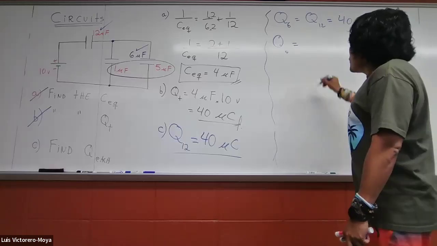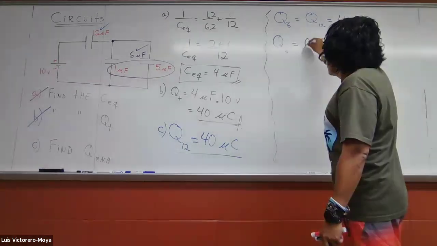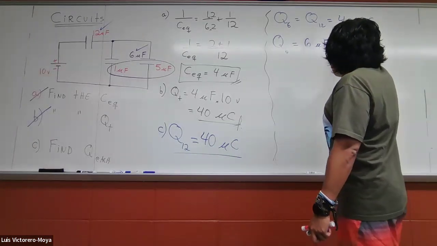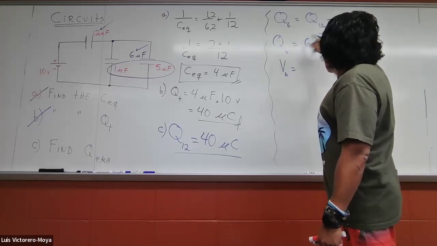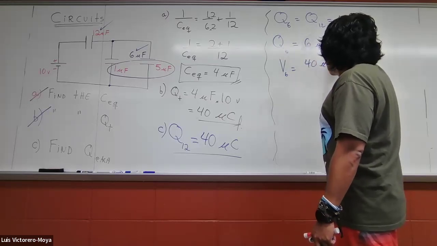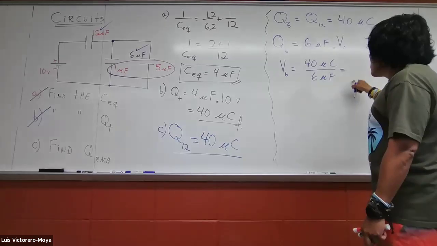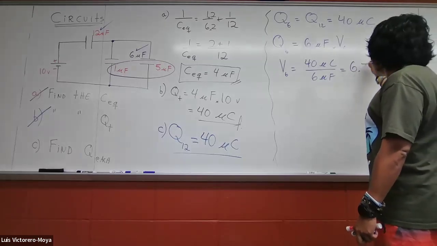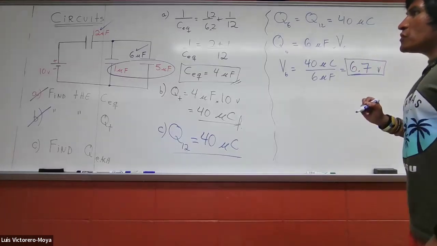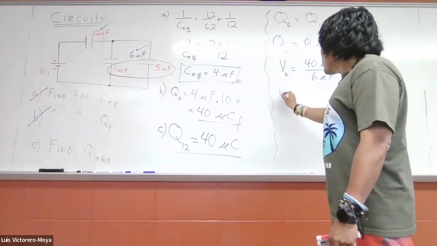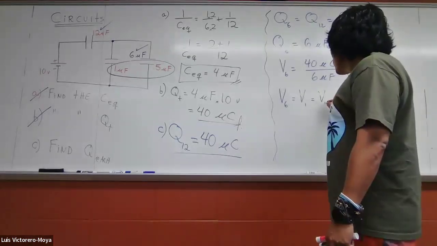Now the charge on 6 is equal to the capacitance, 6, multiplied by the voltage on 6. So the voltage on 6 is the charge on 6 divided by 6. That's 6.7 volts. Why do I need a voltage on 6? Because the voltage on 6 is the same as the voltage on 1 and the voltage on 5.